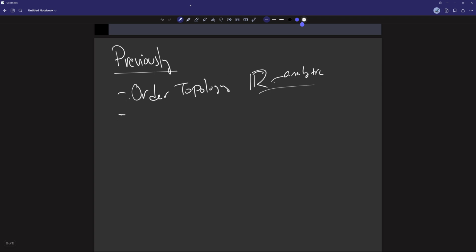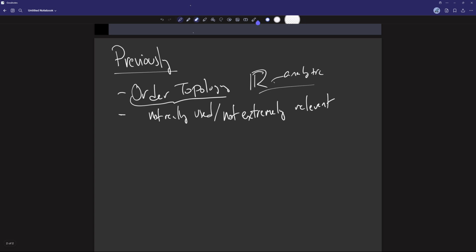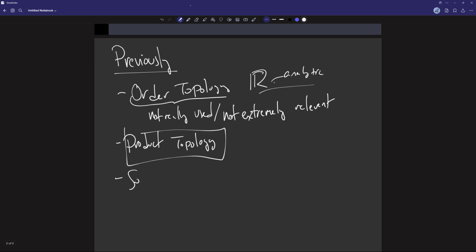In terms of actual point set topology, the order topology is not really used, not extremely relevant. Furthermore, the whole idea is more so on product topologies. Product topologies. This one's going to be a huge one, especially later on. Subspace topology. Also going to be huge.